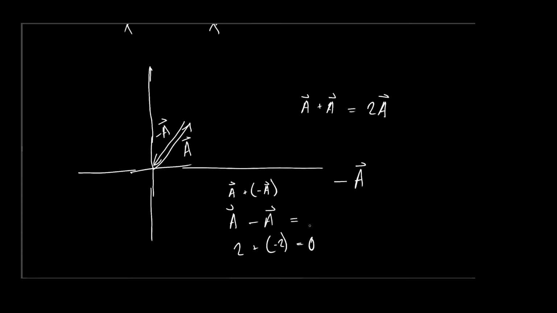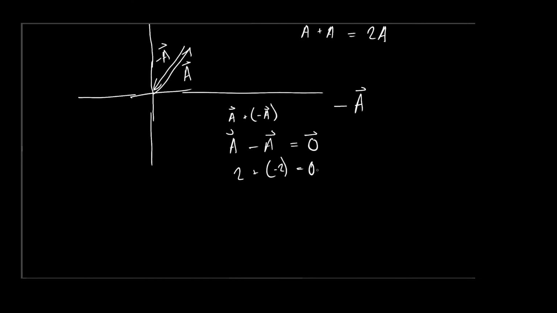Anyways, this should give me some number that's like 0, right? But it's still a vector because I walked A and then I walked back negative A, meaning that you end up with what's called the 0 vector or the null vector. The null vector's job is just like 0's job.